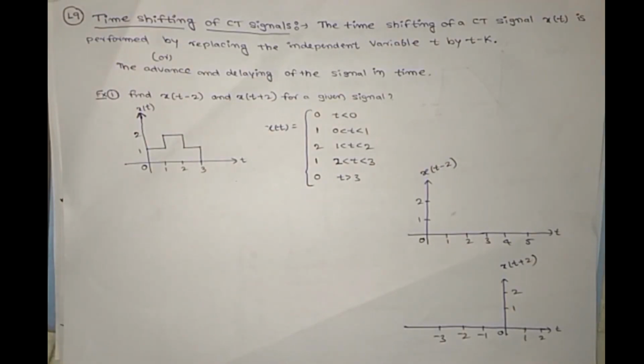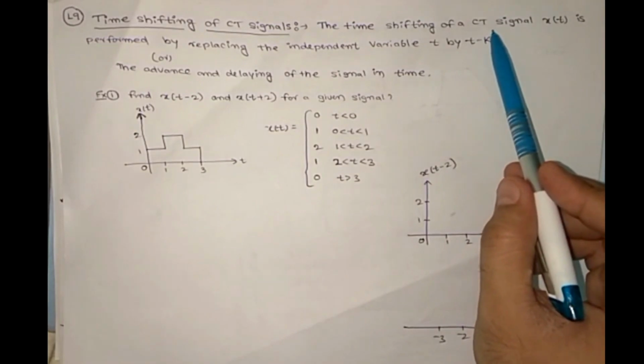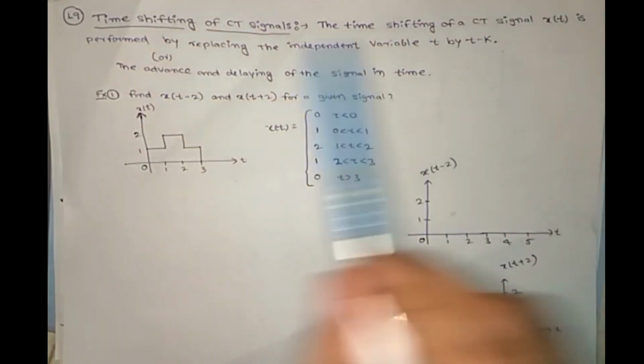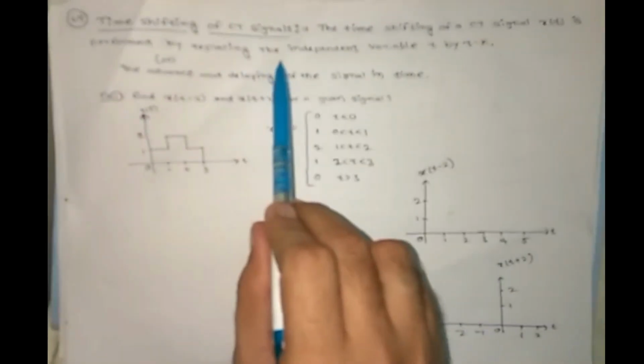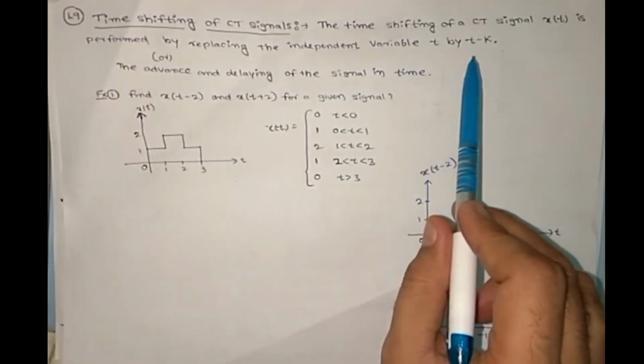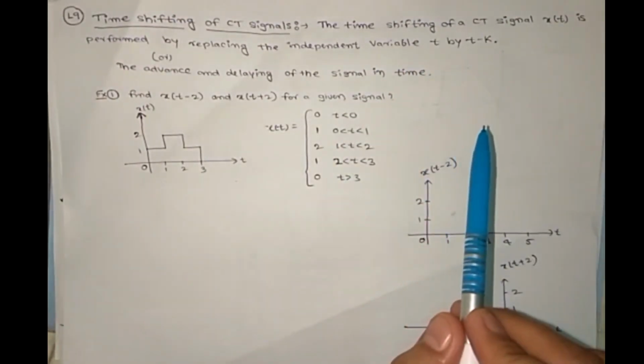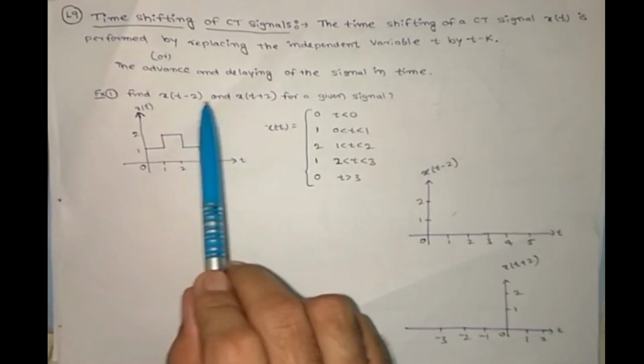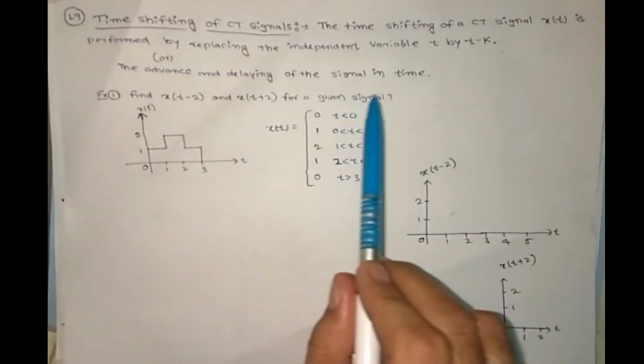In this, we are going to see a signal being shifted either to the right side or the left side. Let us see the definition. The time shifting of a continuous time signal x of t is performed by replacing the independent variable t by t minus k, which is advancing or delaying the signal in time.